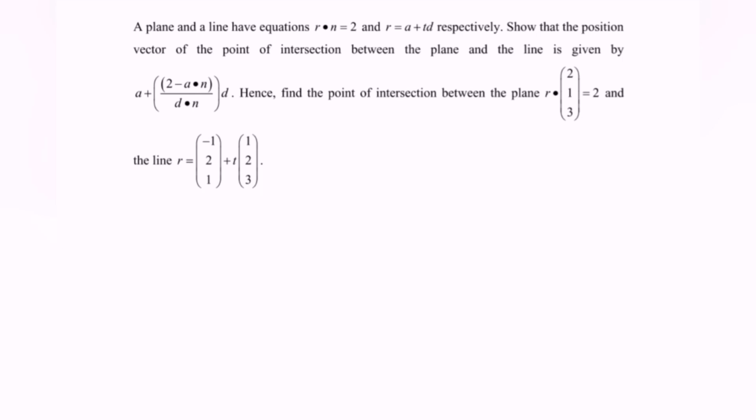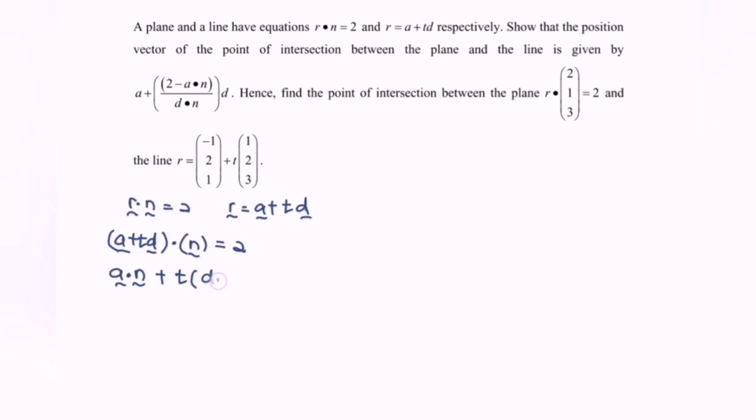So given the plane r dot n equals 2, and the line equation r equals a plus td, now substitute r equals a plus td into the plane equation: (a plus td) dot n equals 2. If we expand the dot product, we have a dot n plus t multiplied by d dot n equals 2.